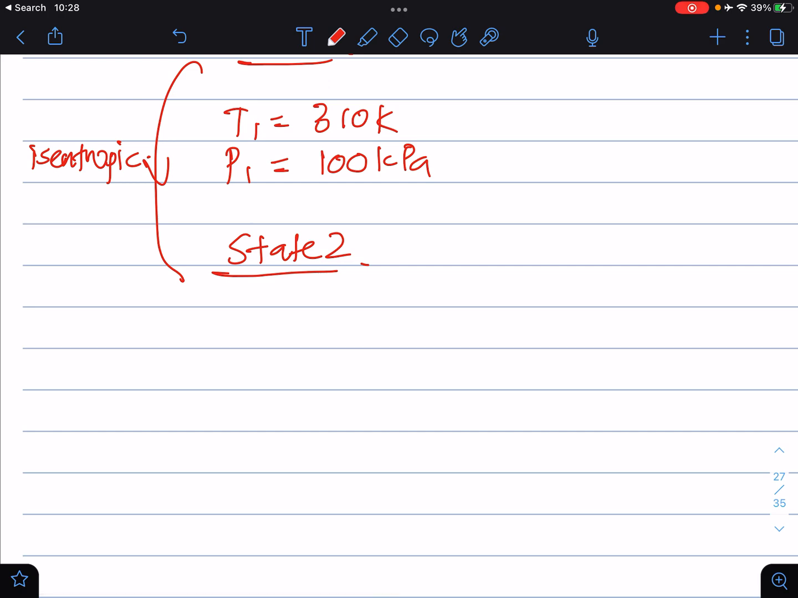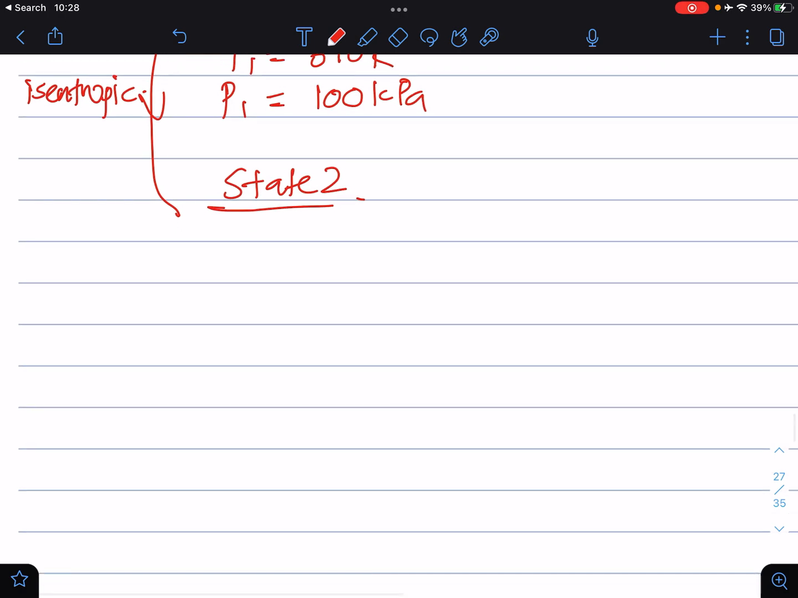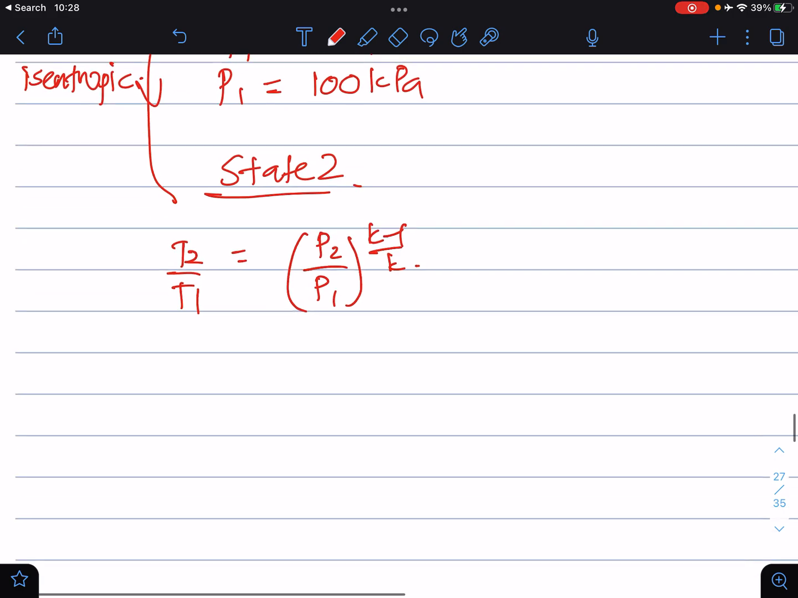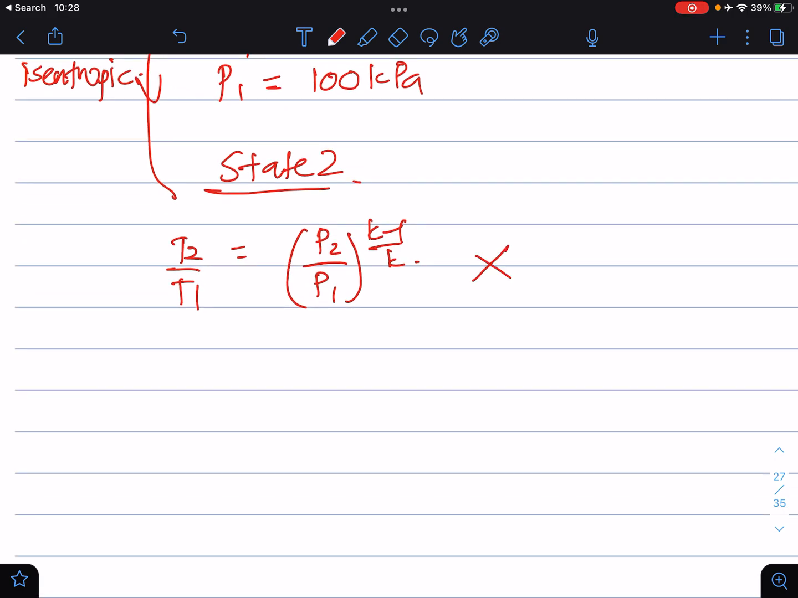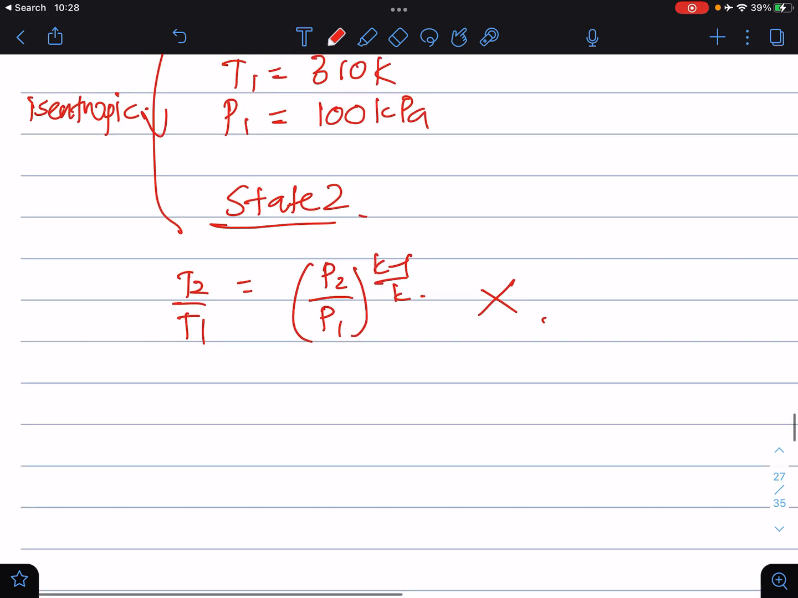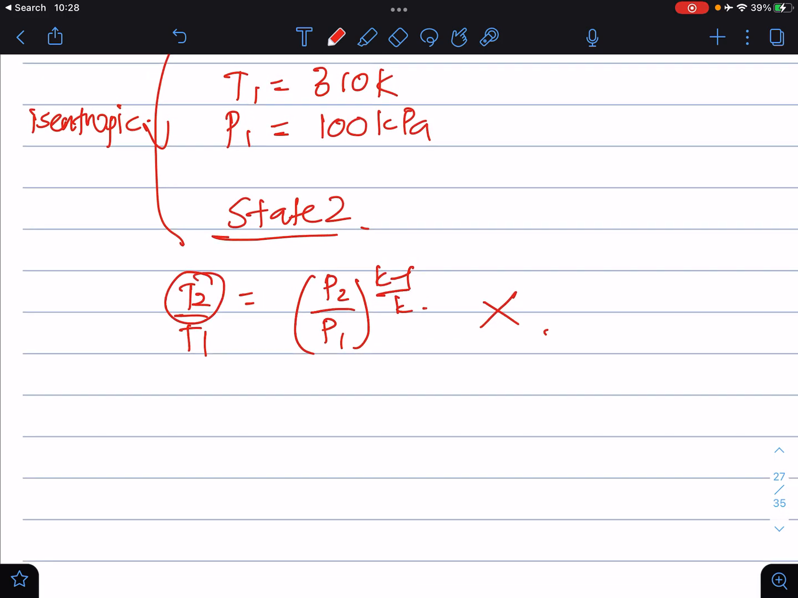We have 3 equations. The first one is T2 over T1 equal P2 over P1 to the power of K minus 1 over K. This just links temperature and pressure, but it will not be helpful in this kind of cycle because we do not have much information. For example, here we have 2 unknowns, T2 and P2, which we need to solve. However, we only have 1 equation, so this will not help.